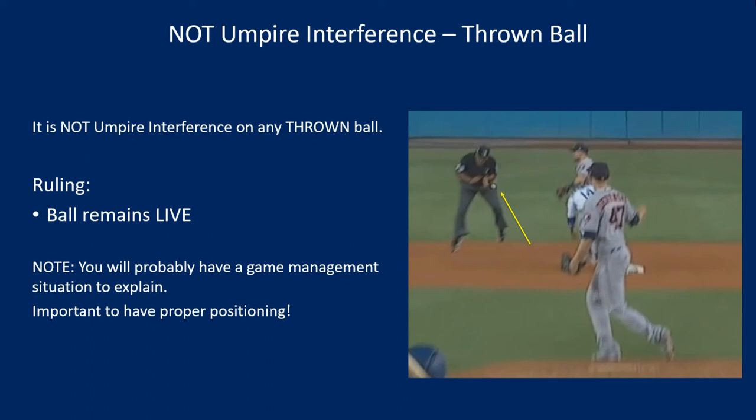This is another reason why it's super important to have proper positioning. Even if you are in the proper position, it's possible that you could get hit with the ball, and you're going to have to explain that to the manager. So you really want to make sure you have proper positioning. And this is another reason why, as an umpire, you always want to have your eyes on the ball and try to prevent that if possible. But sometimes it's just not possible, because you can't control where the fielder is going to throw the ball. So let's take a look at some examples.